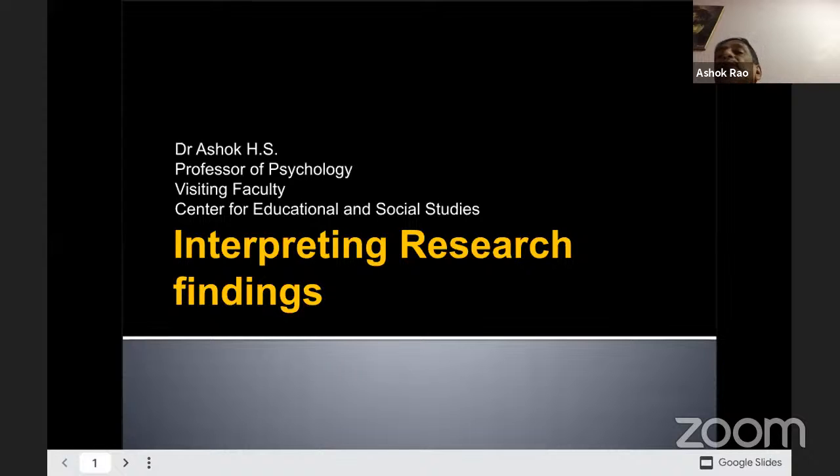When it comes to interpretation, there are several errors that can take place while you are interpreting the research findings. What are the common errors, how to deal with these common errors, and the guidelines for research interpretation, we will try to discuss. So what are the common errors in research interpretation? The first one is the error due to bad data.